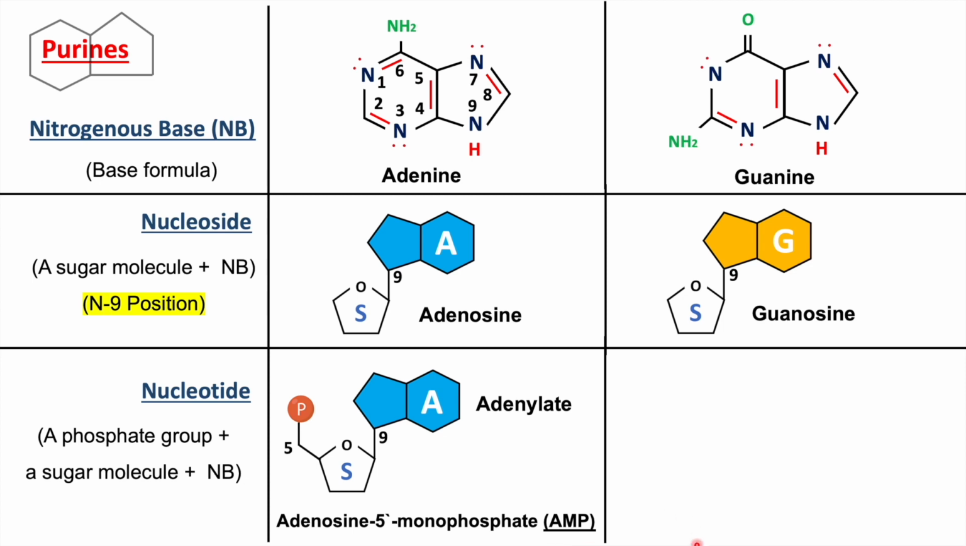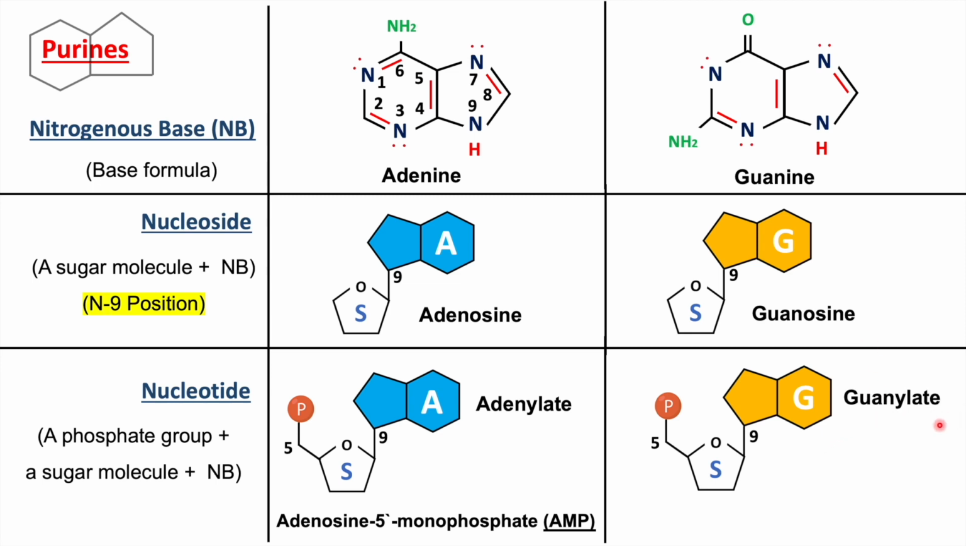Now similarly, when the phosphate group is attached to guanosine, it is called guanylate, and alternatively it is also called guanosine 5' monophosphate. So again, just to clarify, this is our nitrogenous base, and when the sugar molecule is attached to the nitrogenous base, it becomes a nucleoside, and when the phosphate group is attached to the nucleoside, it eventually becomes a nucleotide. So this is very important, guys, to remember.